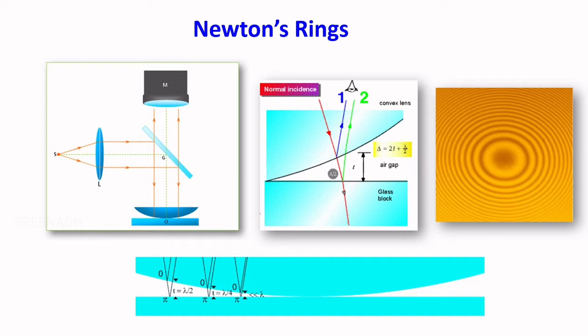When a parallel beam of monochromatic light is incident normally on a combination of a plano-convex lens and a glass plate, a part of each incident ray is reflected from the lower surface of the lens, and part, after refraction through the air film between the lens and the plate, is reflected back from the plane surface. These two reflected rays are coherent and have a distinct path difference between each other, depending on the thickness of the air film formed between the lens and the glass plate.